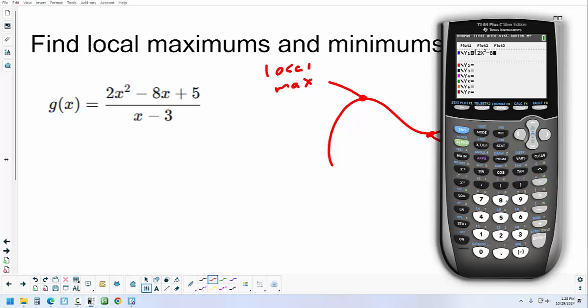2x squared minus 8x plus 5 divided by x minus 3. Okay, and what would be a good window to start with? Let's do zoom and press 6 and see what that looks like.